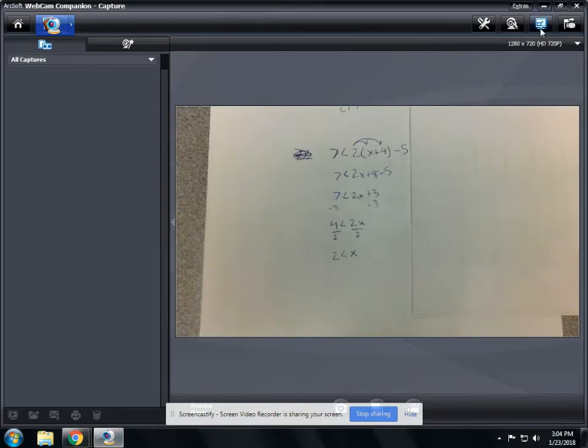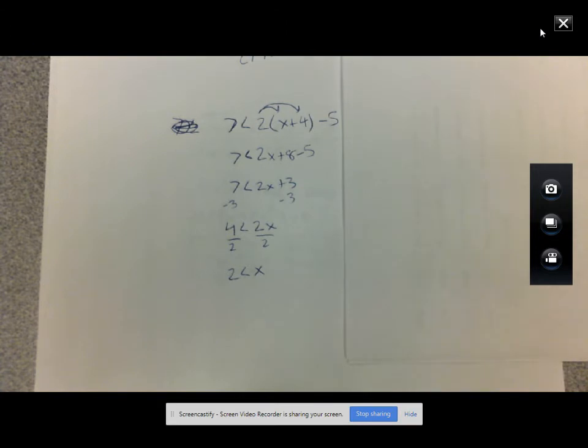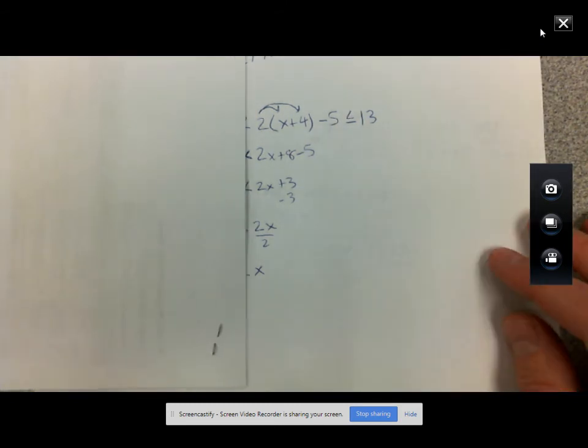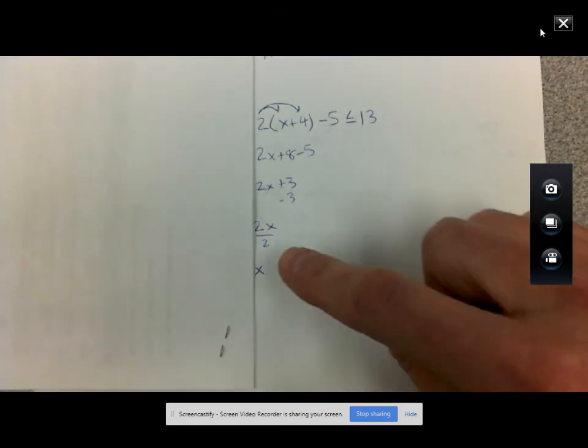Sorry about that. Okay, so we solved it. x is greater than 2. 2 is less than x. Now, let's go back here and look at this side. See if this works.